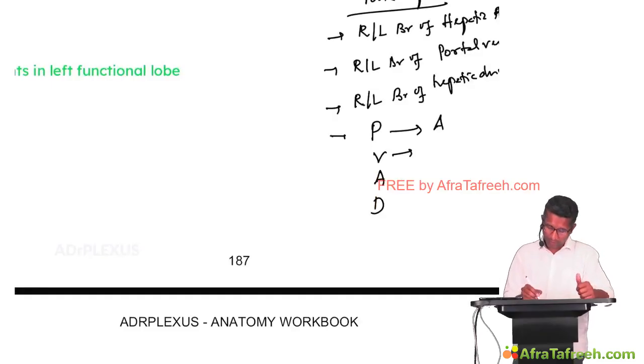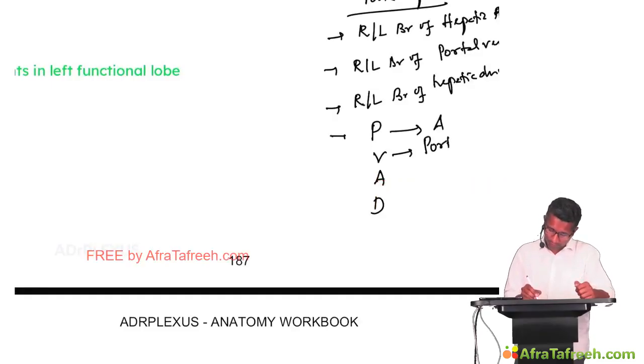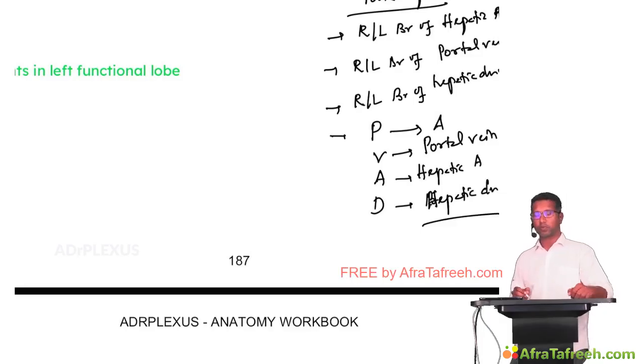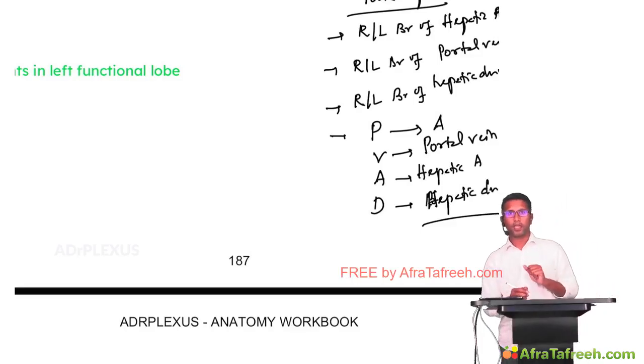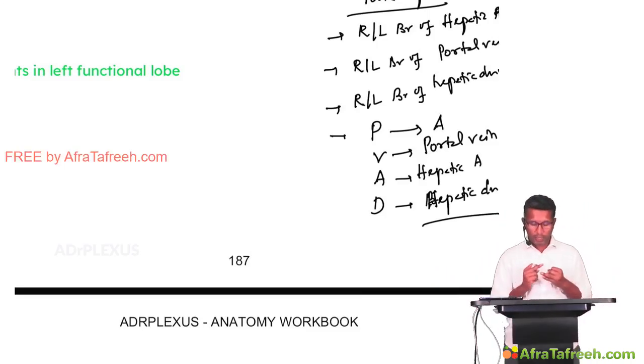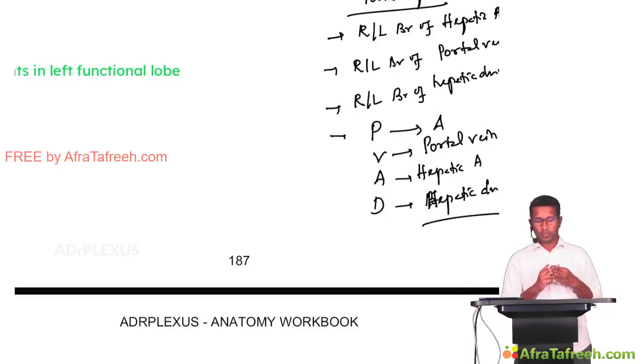What is the VAD arrangement? V stands for portal vein, A stands for hepatic artery, and D stands for the bile duct or the hepatic ducts. So this is the relationship of the structures in the porta hepatis, which is again important. From posterior to anterior, you have the portal vein, the hepatic artery, and the hepatic duct.